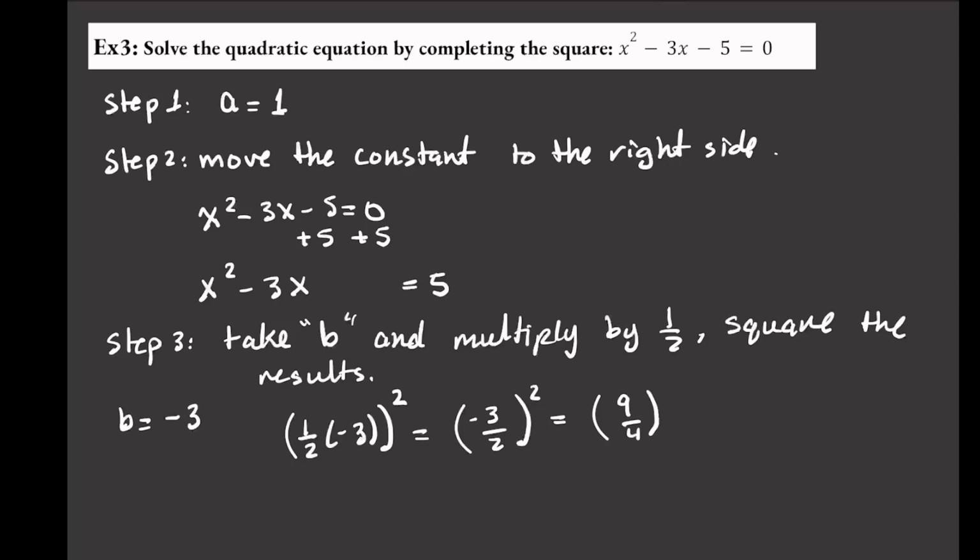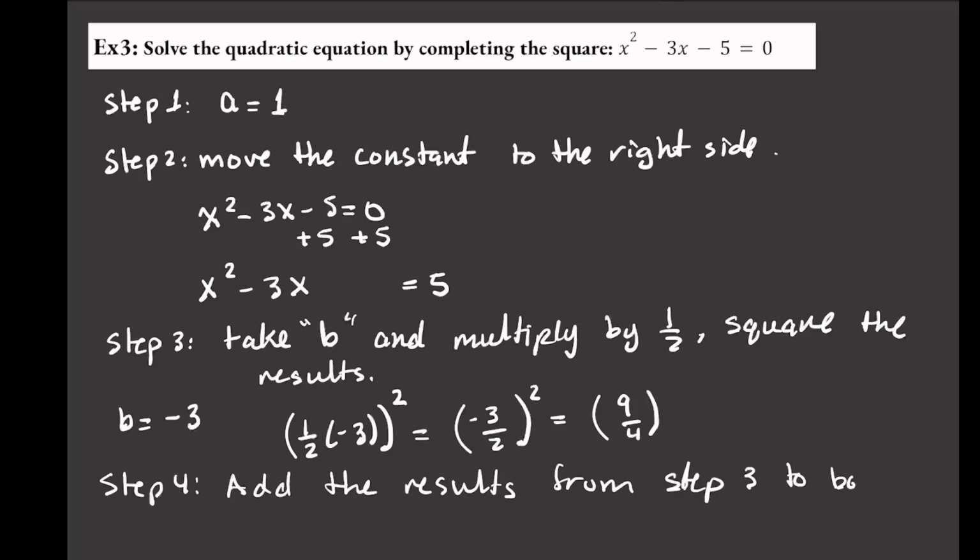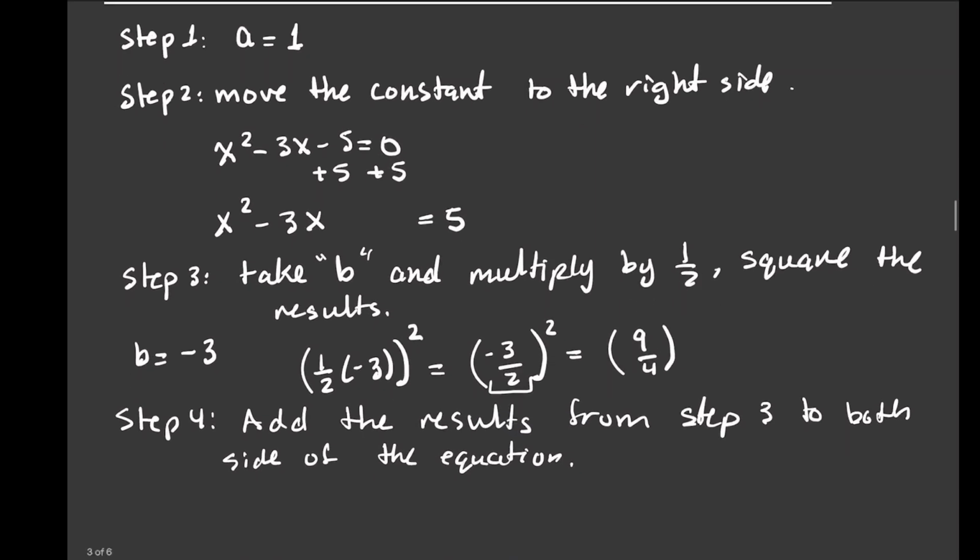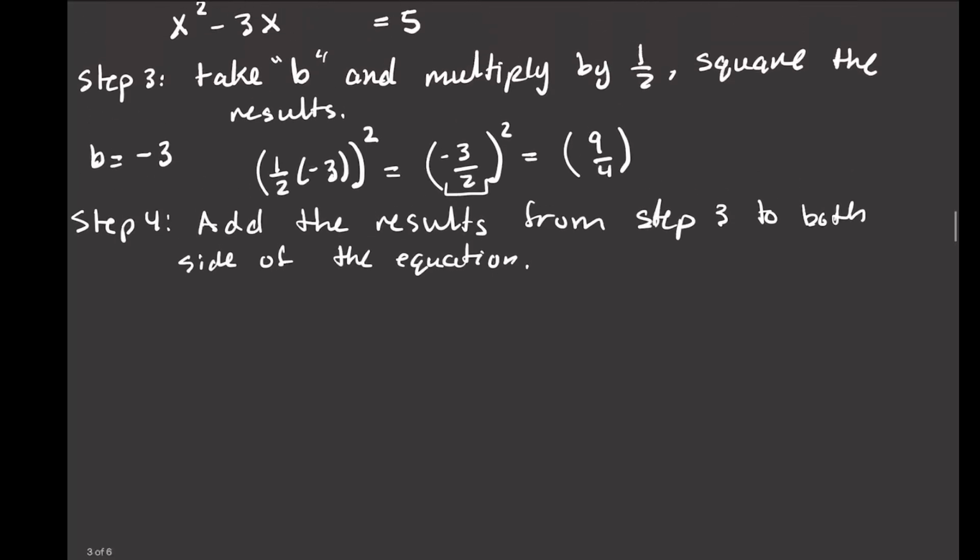9/4. After I do this step, my next step, which is step 4, is to add the results from step 3 to both sides of the equation. So here I will take my equation, which is x squared minus 3x equal to 5, and I add what I got from step 3, which is 9/4, to both sides.